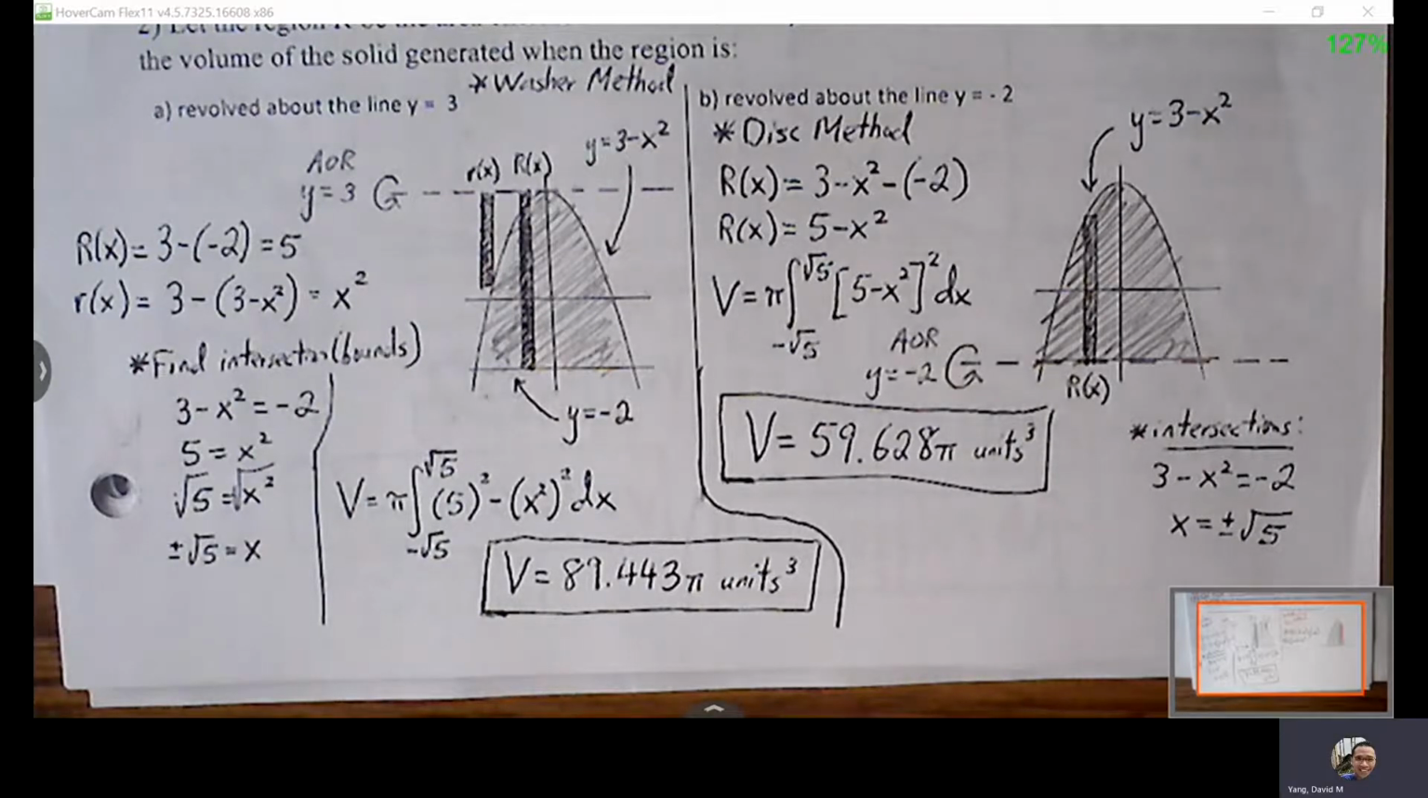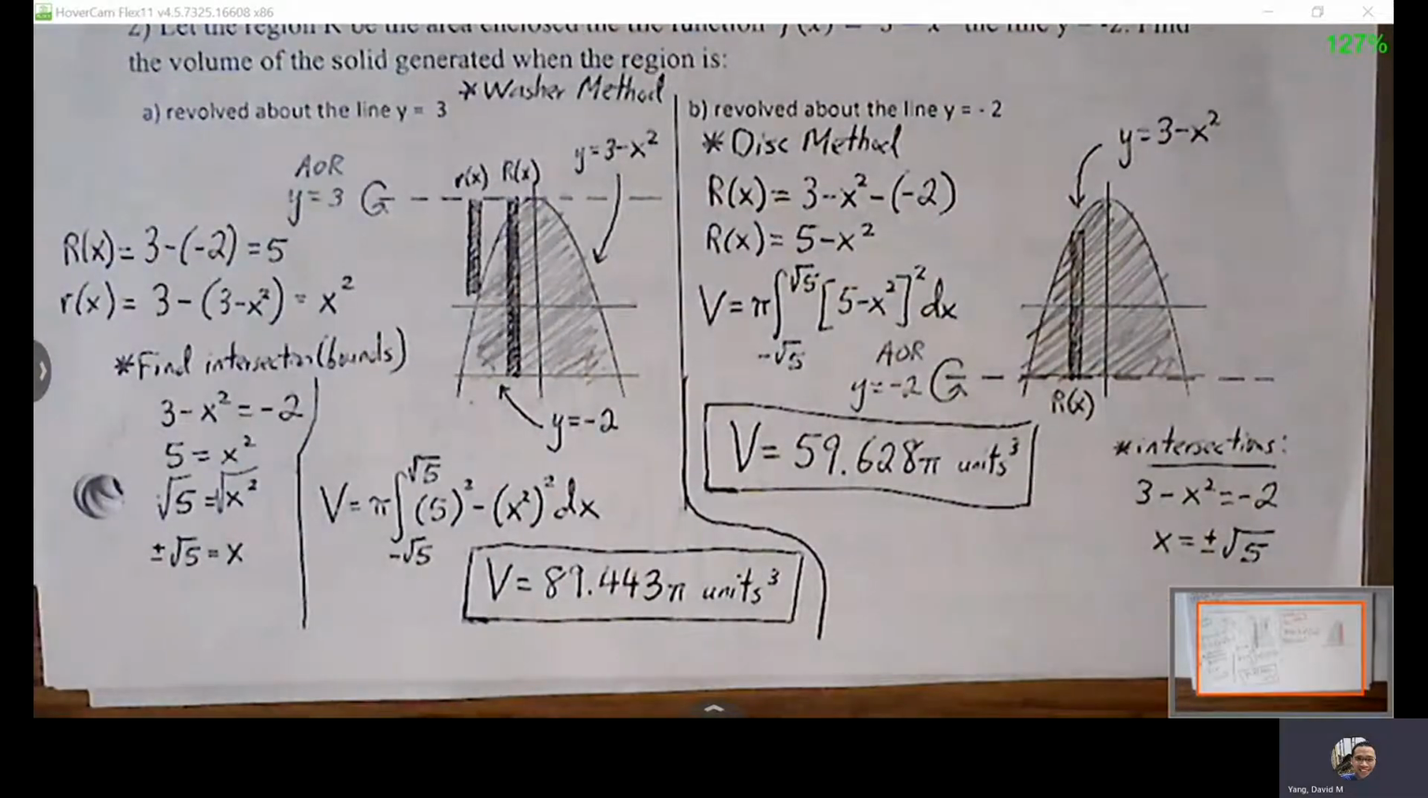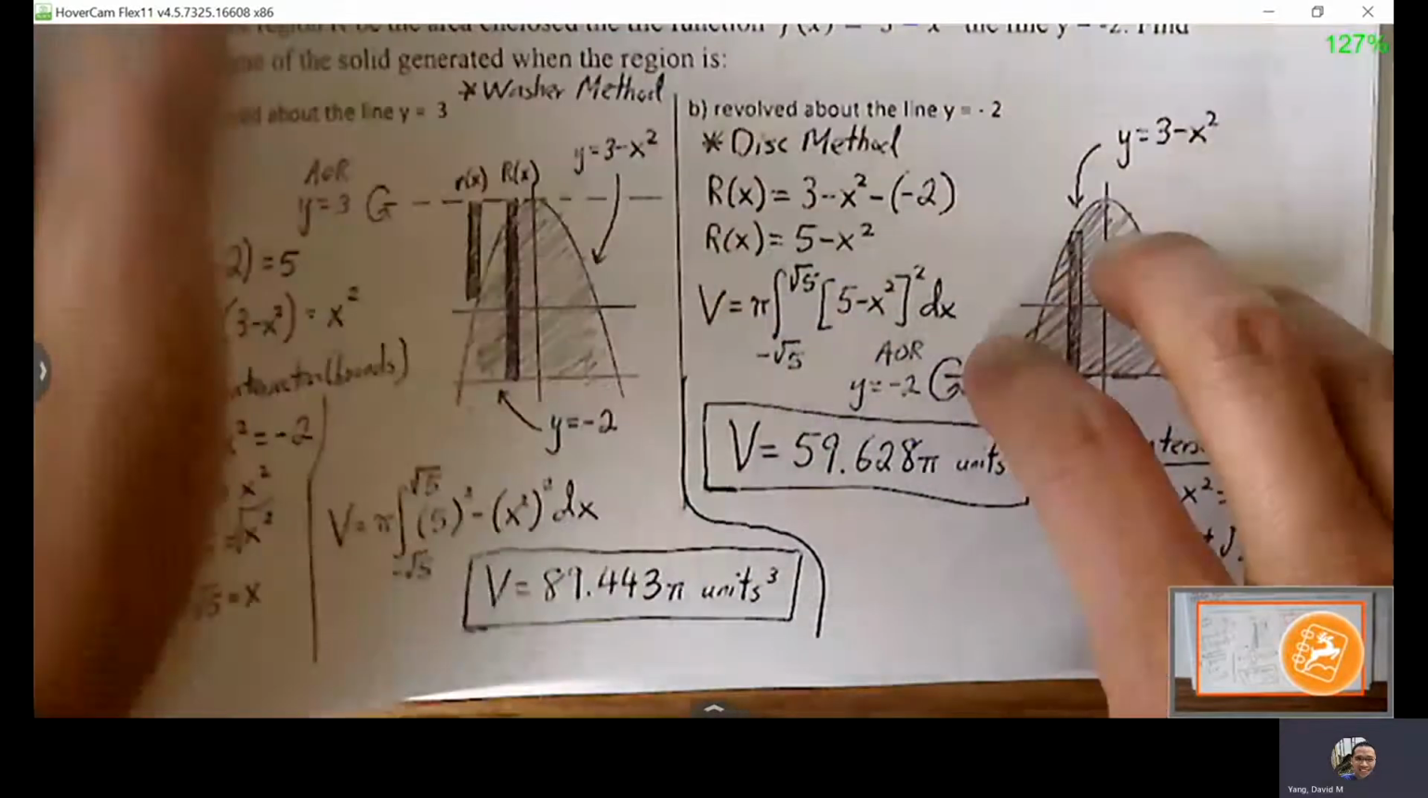Okay, any questions with the first page? Okay, turn to the back, read that problem, set up that problem, see if you can decide which formula to use. Is it washer, is it disk, is it top minus bottom, is it right minus left? How do you find the bounds? How do you set it up? Use your calculator if needed. Let me walk around and see if you're having any trouble with your calculator or getting to any parts of the problem, just to set it up to get it ready for the calculator.